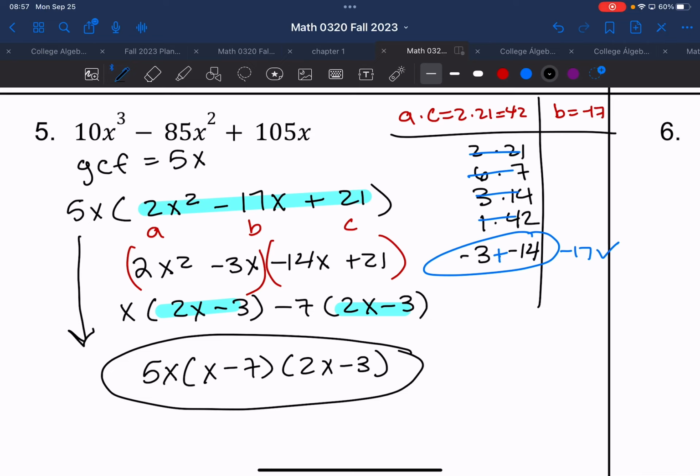Okay, so if you take out a GCF in the beginning, you have to make sure to add that to your answer at the end. If you did forget that on a test, I wouldn't mark the whole thing wrong, but I would take off points.